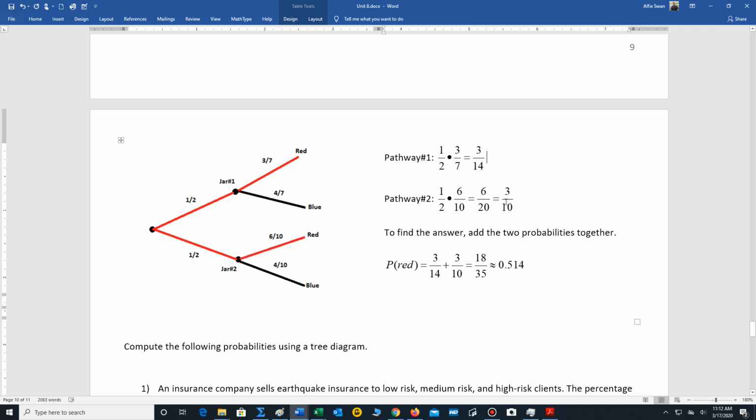So the final step to get our answer, the probability of selecting a red ball, we just add these two probabilities together. 3 out of 14 plus 3 out of 10, that's equal to 18 out of 35. And as I said before, if you feel more comfortable working with decimals, you can just convert 18 out of 35 to a decimal.